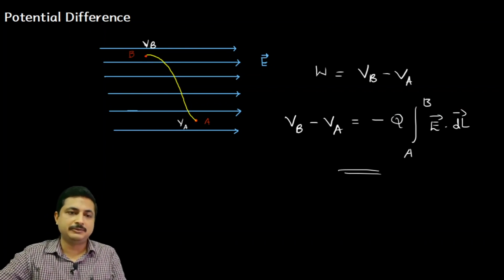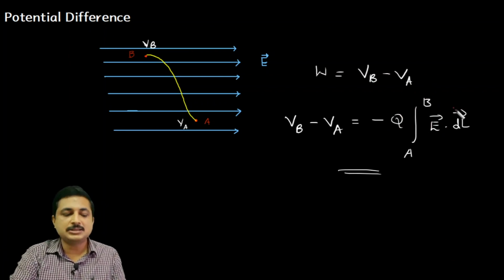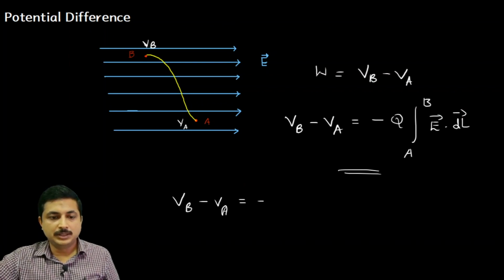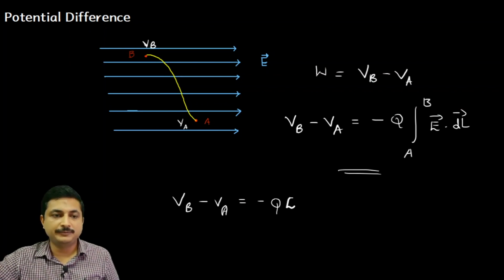If it is a uniform electric field, what is the only difference we will have? The only difference is that in this expression E will be constant. So this E comes out of the integration, and my expression becomes minus QE integral A to B dl. So VB minus VA becomes minus Q, and E is constant now, because I am talking about a uniform field. In a uniform field, E will be constant throughout, so I remove it from the integral. I need not evaluate the variation of E with respect to dl. So this becomes integral A to B dl.